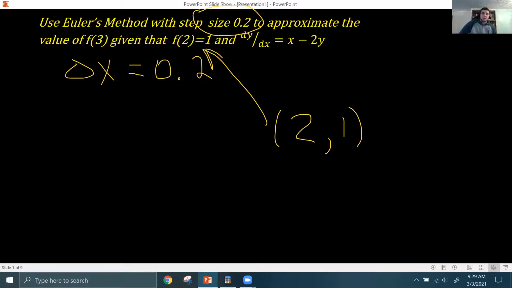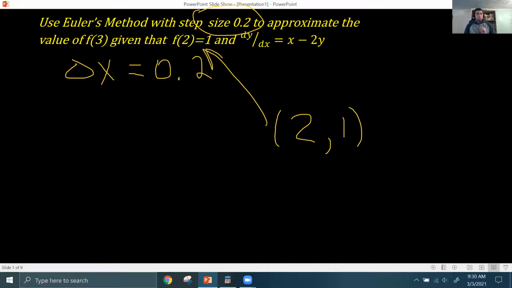That's your initial point. That's your starting point. And dy dx equals x minus 2y. Now notice we have a differential equation here in terms of x and y. So up to this point, we haven't discussed methods for how to anti-differentiate differential equations that involve x and y of this kind of form. We don't need to do that. We have enough information here to use Euler's method.